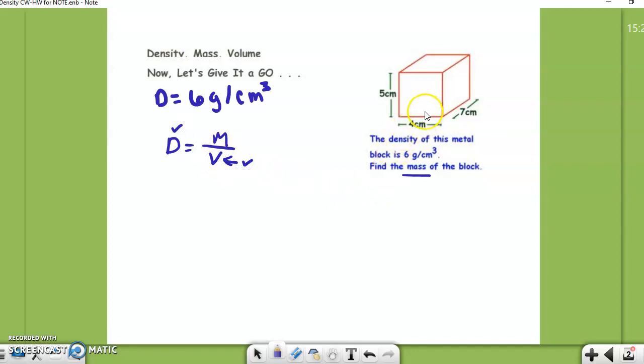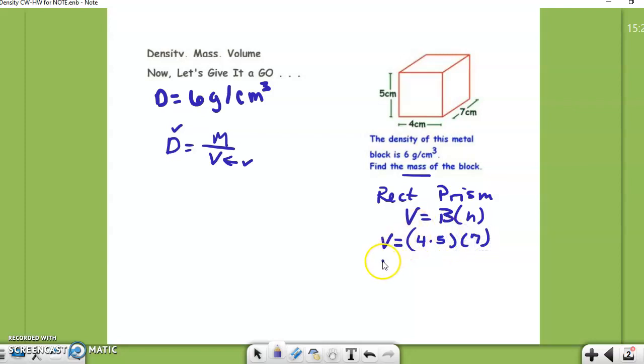Well, luckily we've been studying volume, and we know how to find the volume of a rectangular prism, because it's not a cube, it's 5 times 4. That's the base, and the other base. Volume equals the area of the base, that's capital B, times the height. So in this case, volume equals the area of the base is going to be the 4 times 5. And our height is 7. So we've got 20 times 7. And it's going to be in cubic centimeters. Cubic centimeters sounds familiar. Now I have volume and density.